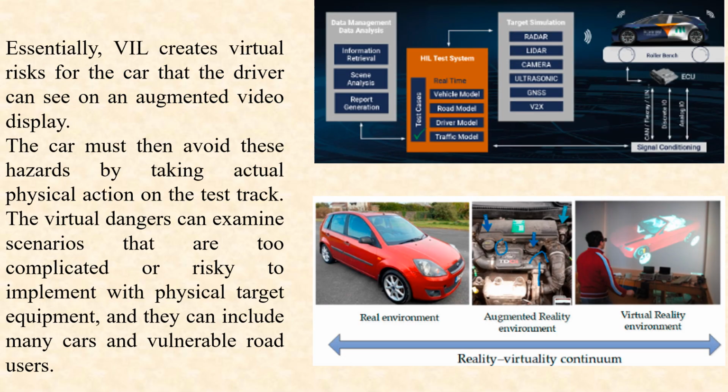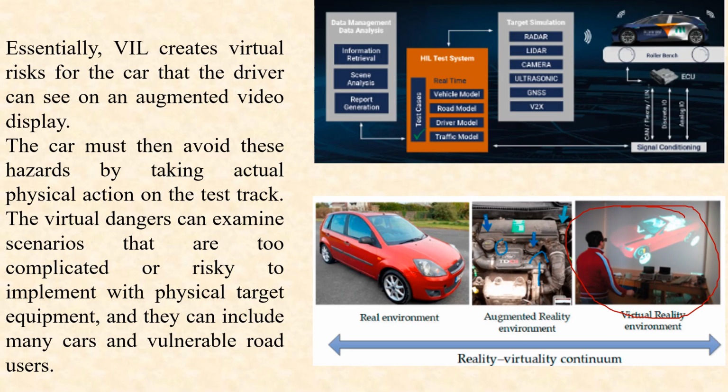Vehicle in-loop creates a virtual risk for the car that the driver can see on an augmented video display. Okay, for example, let me point out, you can see in this picture, which I'm just rounding off here, it is an augmented virtual reality, and a driver can see the augmented video reality. The car must then avoid these hazards by taking actual physical action on the test track.